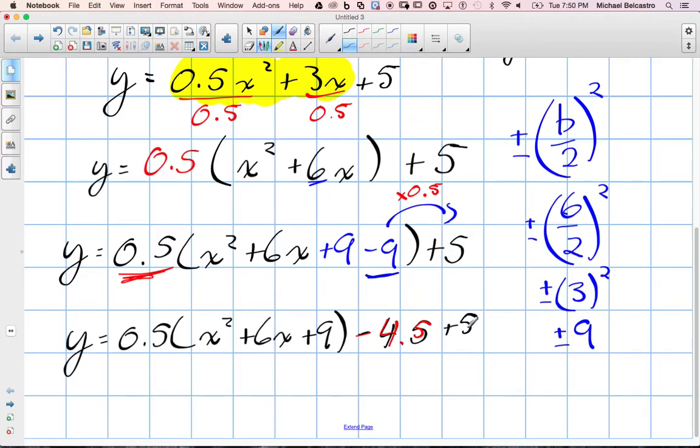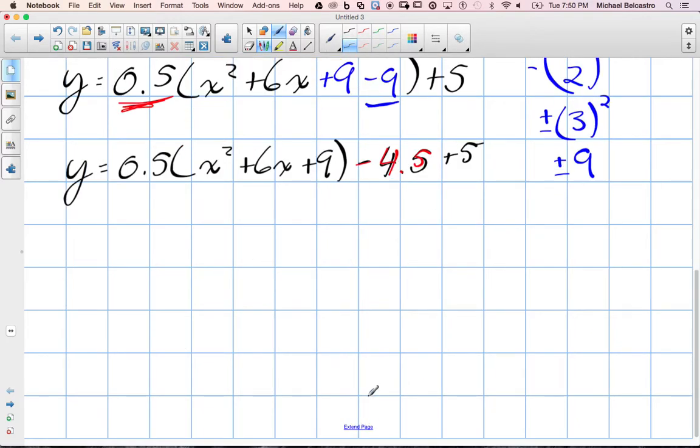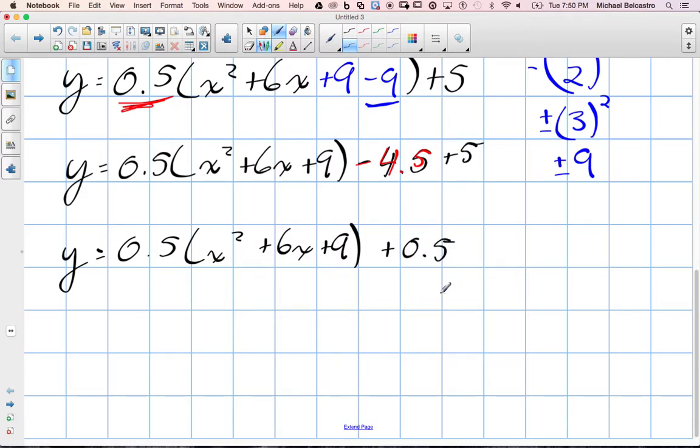Plus 5. So a couple things we can do here. First, let's do this one on the outside. Y equals 0.5 x squared plus 6x plus 9, negative 4.5, and 5 is going to be plus 0.5. Let me figure that out.